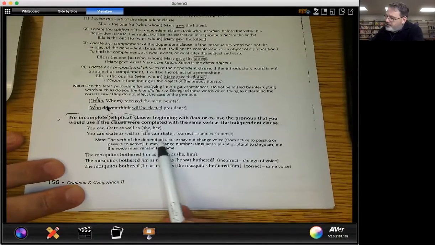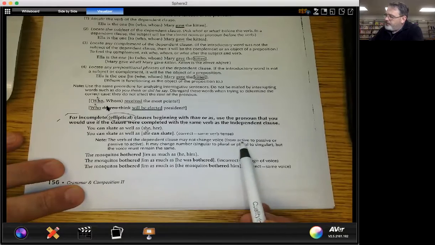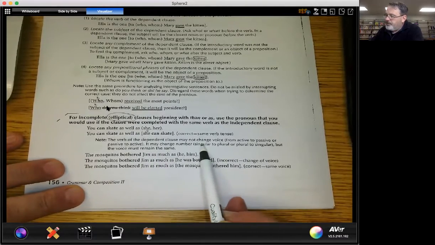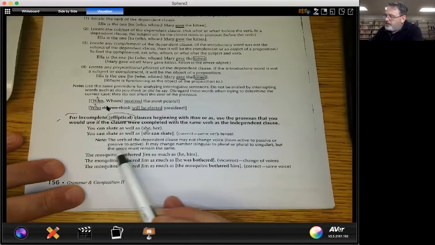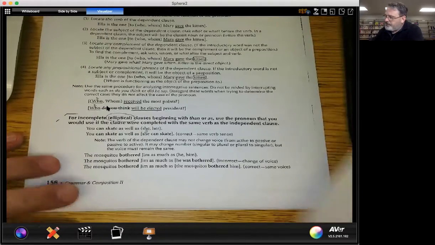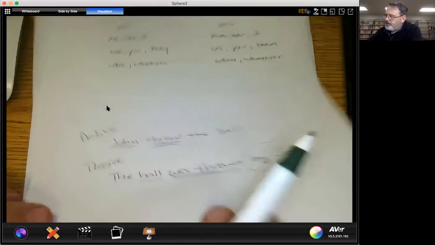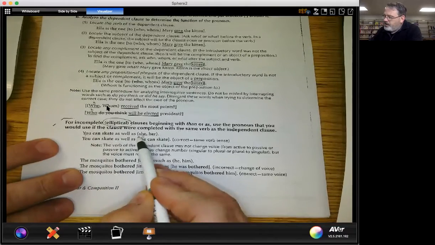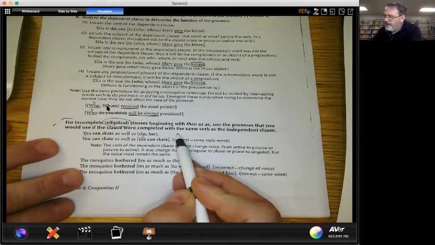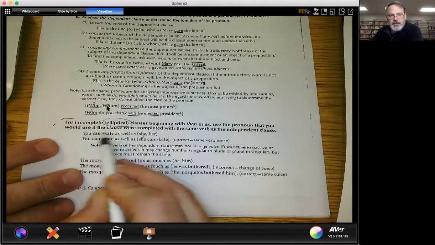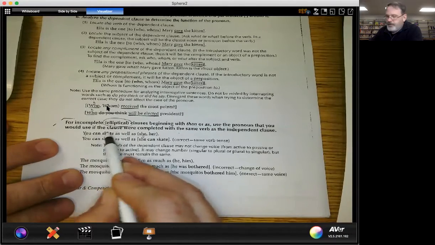All right, so again, let's read this note. The verb of the dependent clause may not change voice from active to passive or passive to active. It may change number from singular to plural or plural to singular, but the voice must remain the same. So voice, active, passive. If you've got an elliptical clause, like in this case, you can skate, she can skate. You is doing the action of skate. That's active. You is the subject.